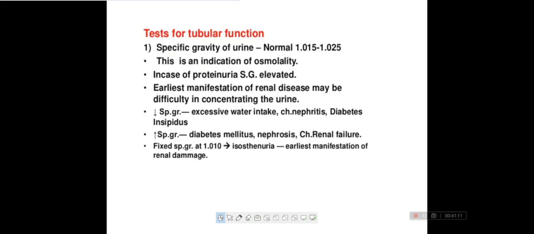Test for tubular function, a specific gravity of urine. Normally, specific gravity of urine is 1.015 to 1.025. This is an indication of osmolarity. If the specific gravity decreases, excessive water intake and diabetes insipidus are present. If the specific gravity increases, it means diabetes mellitus is present. Nephrosis, renal failure can occur sometimes.